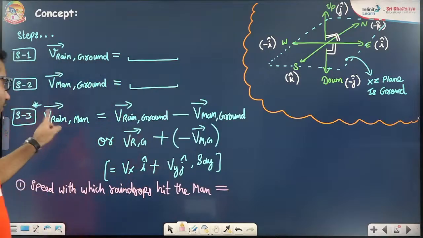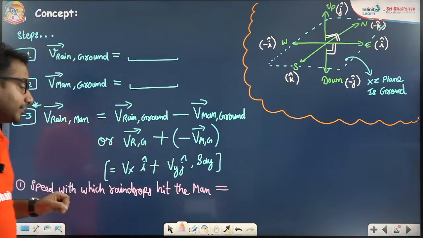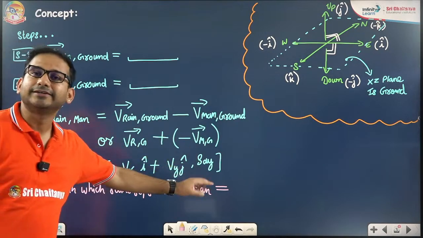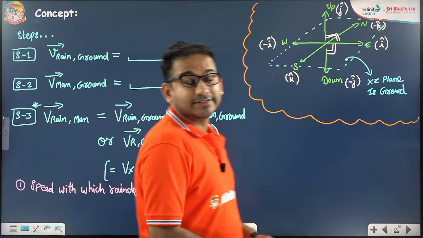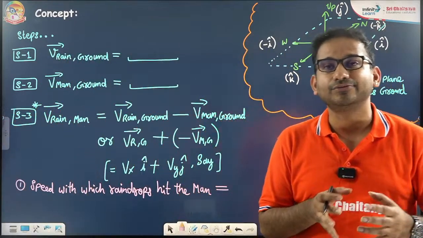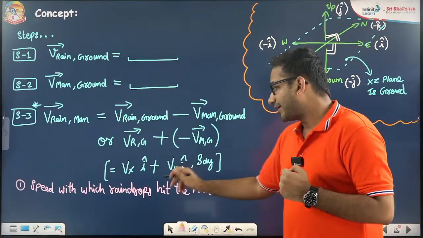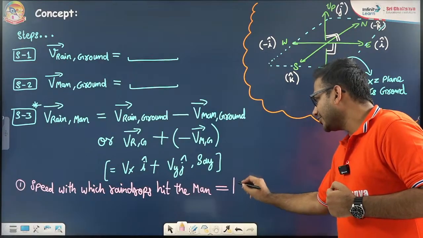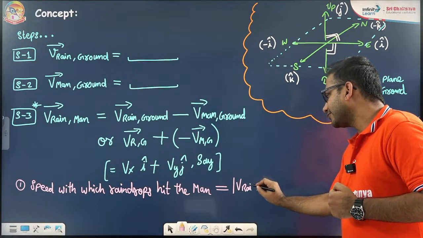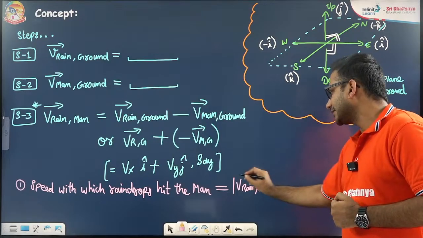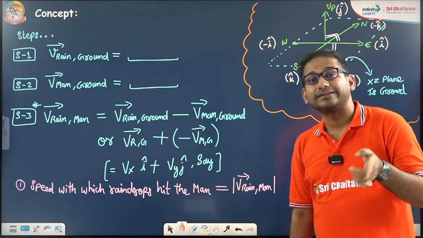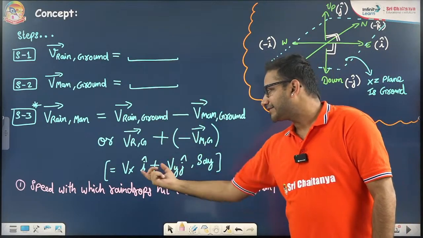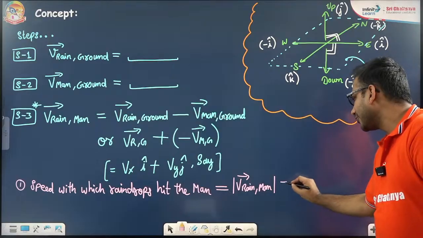So you have already got a relative velocity vector. If you need the relative speed, then you have the relative velocity, so take its magnitude. Everyone knows that instantaneous velocity's magnitude will be the instantaneous speed. So if the relative velocity at that instant is this, you have to take its magnitude. Velocity of rain with respect to man is a vector. Take its magnitude, and you will get the speed with which the raindrops will hit the man. And if suppose you got it as Vx i cap plus Vy j cap, then how to get its magnitude?